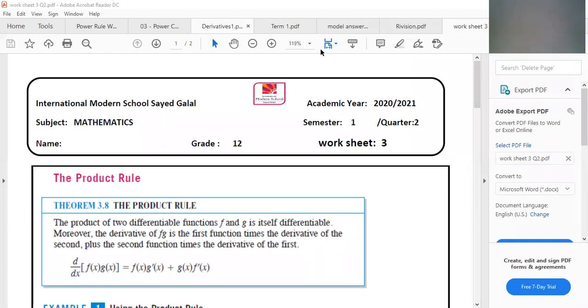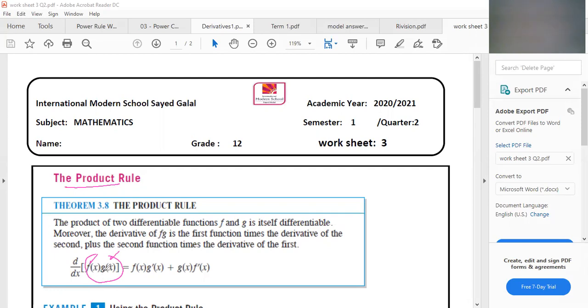As you see, our lesson today is talking about the product rule. This theorem states that if we have a product of two differentiable functions, here function f and function g are differentiable, we can find its derivative. Their product is also a differentiable function.